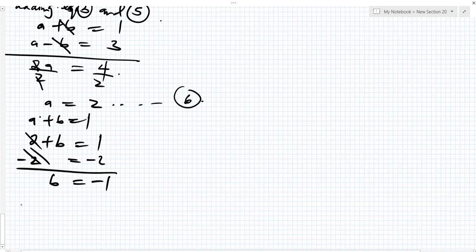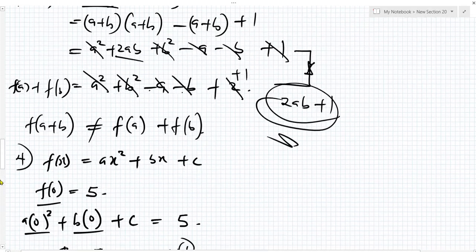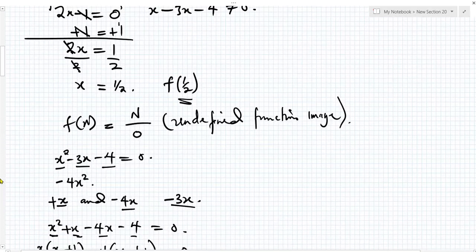So your answer: a is equal to 2, b is equal to minus 1, and c is equal to 5. That is the final answer.